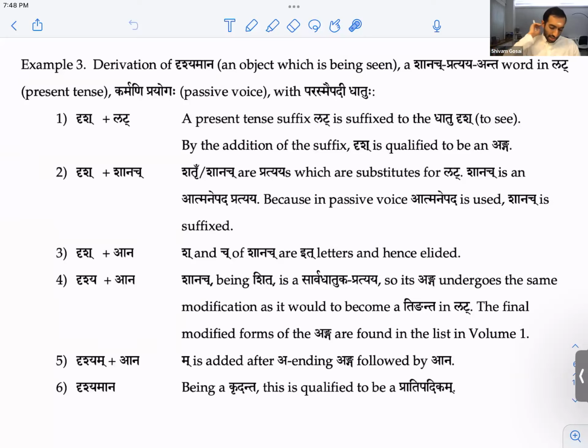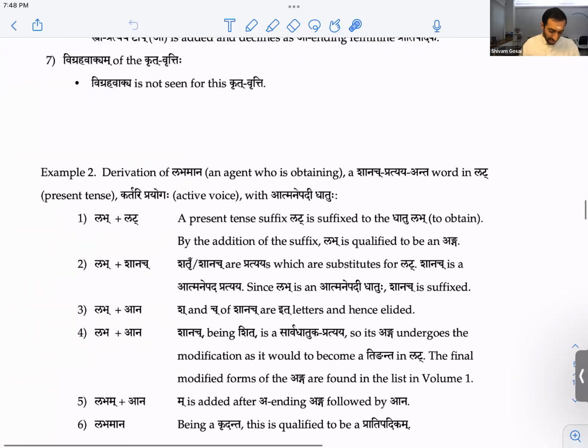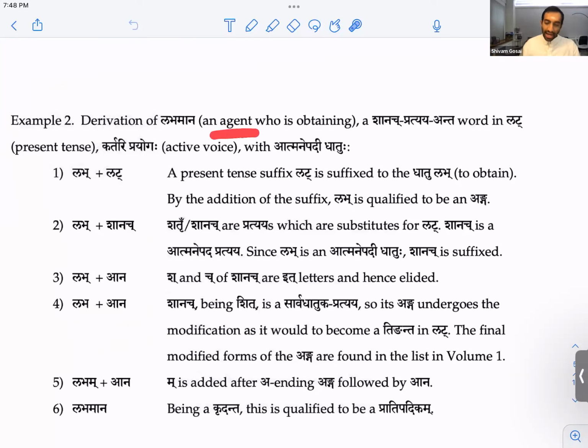So earlier, I said something wrong. What I said is that this can be an agent, it can be an object, or it can be bhave. Well, not really, because depending on the Prayoga, you're going to get the sense of what it is. Here we're in Kartri Prayoga, so it's going to be the agent who is doing. When we're in Karmani Prayoga, it's the object which is being done to, or which is being obtained.